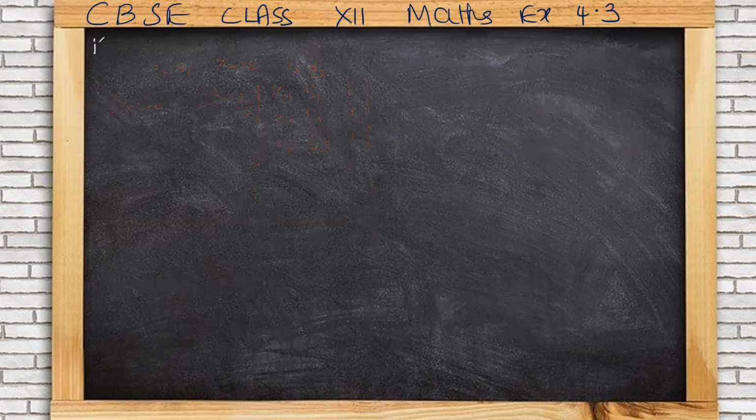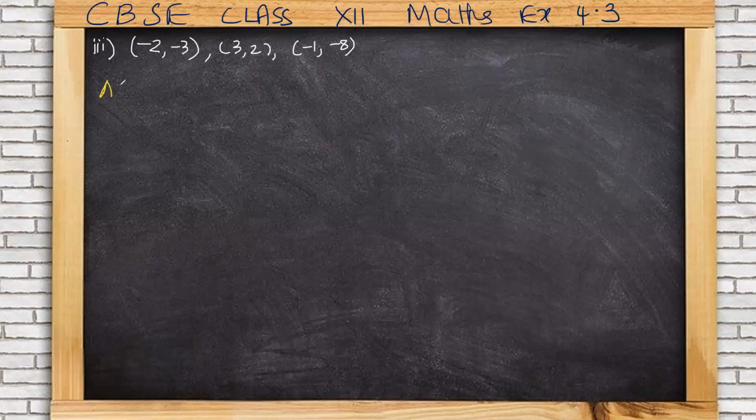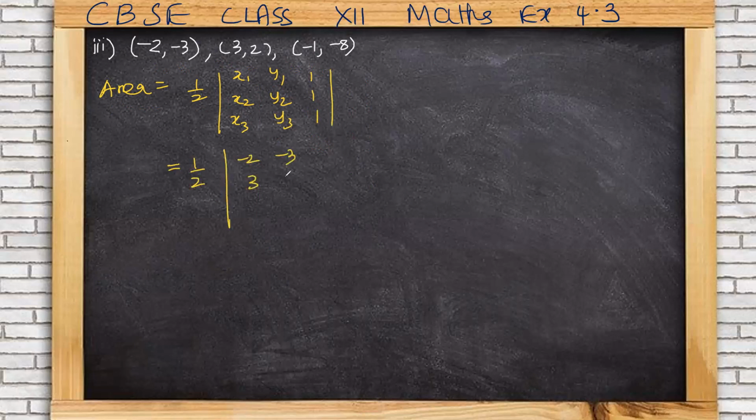Same way, third subdivision, it is minus 2, minus 3, 3, 2, minus 1, minus 8. Taking this as x1, y1, x2, y2, x3, y3 and writing the formula of area of triangle in determinant method, x1, y1, x2, y2, x3, y3 and last column being 1, and substituting the values we get half into minus 2, minus 3, 3, 2, minus 1, minus 8 and 1, 1, 1. Again, we use the last column for expansion. Mention that. So expanding along column 3.